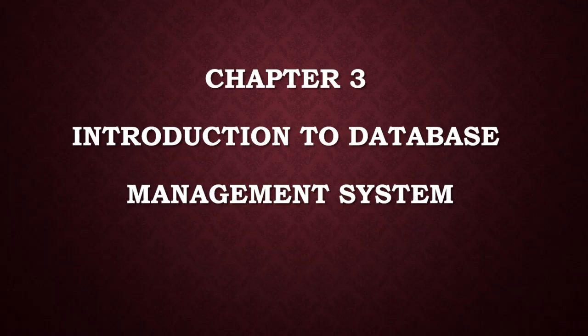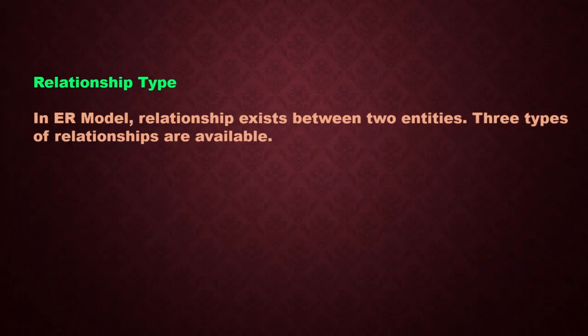Today, let us see the continuation of Chapter 3, Introduction to Database Management System. And our today's topic is relationship. Relationship is nothing but the relation between two entities in the database. What is the communication between two entities? That is what is known as relationship type.